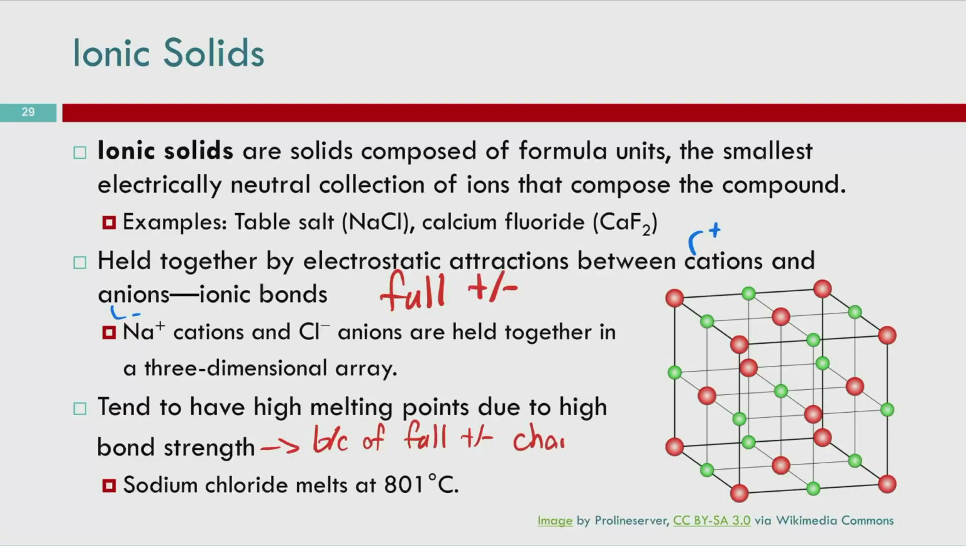Because of those full plus-minus charges. So where water has a melting point of 0 degrees Celsius, table salt, sodium chloride, has a melting point of 800 degrees Celsius, which I would consider to be high. Your oven at home maybe goes up to 500 degrees Celsius. You would need another 300 degrees Celsius on top of that to be able to melt sodium chloride.